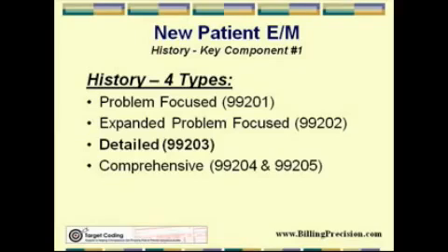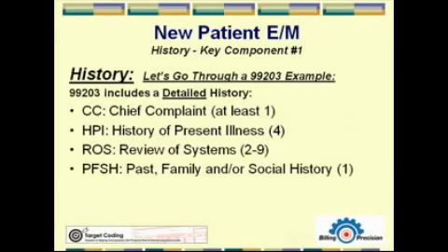First step is figuring out which history that you perform. So I'm going to concentrate on the detailed history because that's the most commonly billed new patient code, 99203. So what is a detailed history? I'll tell you what it is. It must include a chief complaint, 4 HPIs or history of present illnesses, 2 to 9 systems must be reviewed, and at least 1 past history, family history, or social history must be part of your documentation for the first visit.